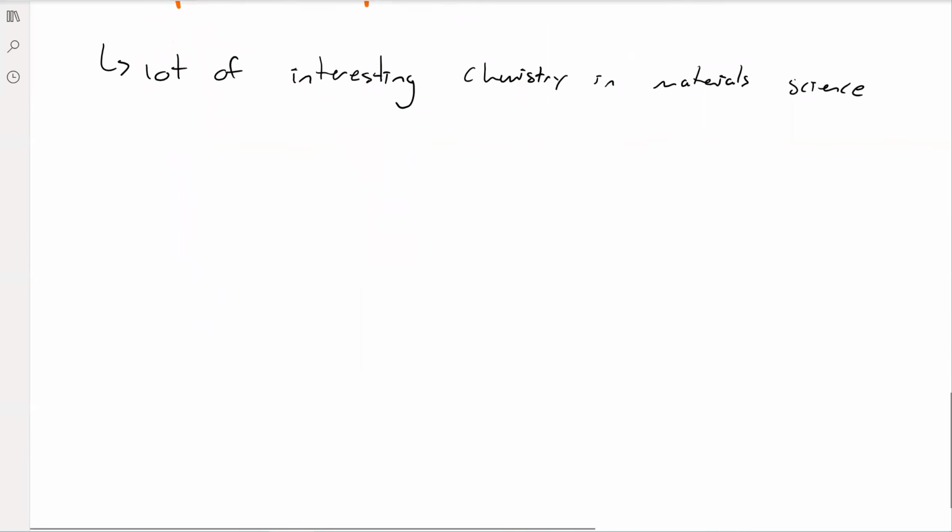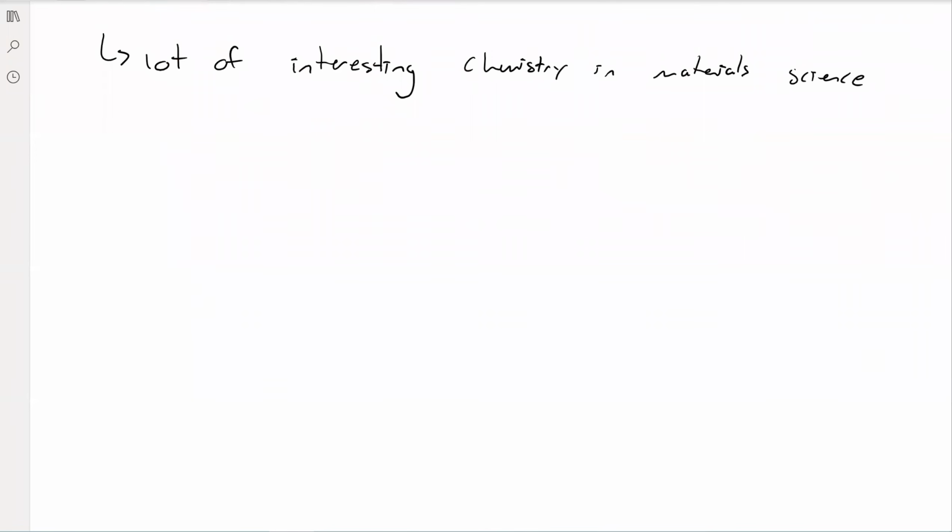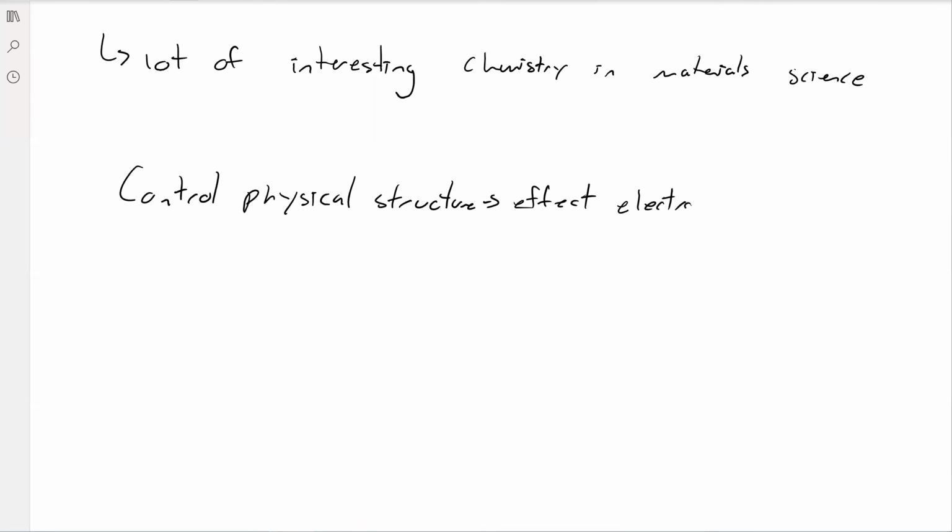And if you're someone who understands chemistry, you can actually give a lot to a group of material scientists because, like I said, they're often more from the engineering perspective of something. The really cool thing about solids is if we can control their physical structure, we can affect all kinds of properties. These could be electronic, they could be optical, all kinds of properties.